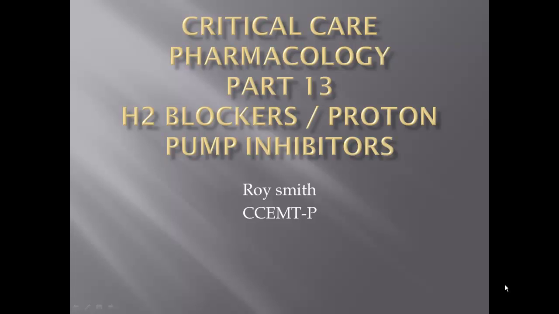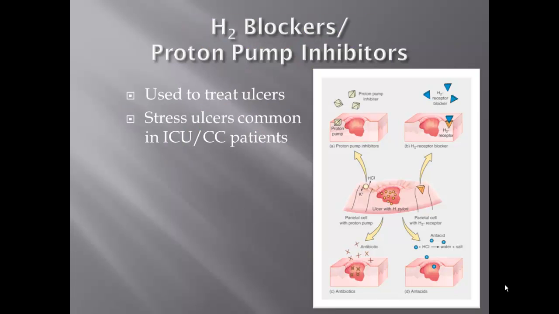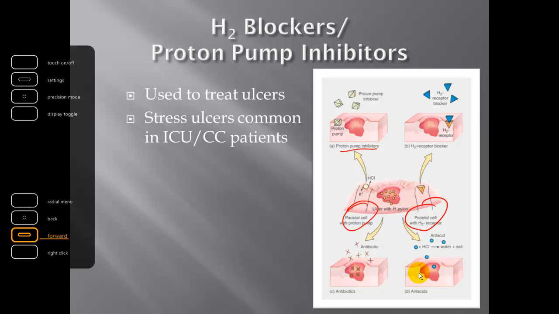This is going to be Critical Care Pharmacology Part 13, and we're going to talk about H2 blockers and proton pump inhibitors. Used to treat ulcers. Stress ulcers are common in ICU patients and critical care patients, and essentially we're going to either affect the parietal cell and inhibit the proton pump, and these would be proton pump inhibitors, or we are going to block it with an H2 receptor blocker, and this will inhibit the pump as well. Either way, we get a reduction in the amount of hydrochloric acid that is actually secreted by the parietal cells in the stomach.